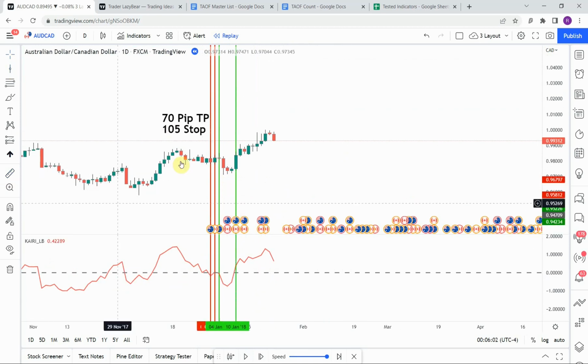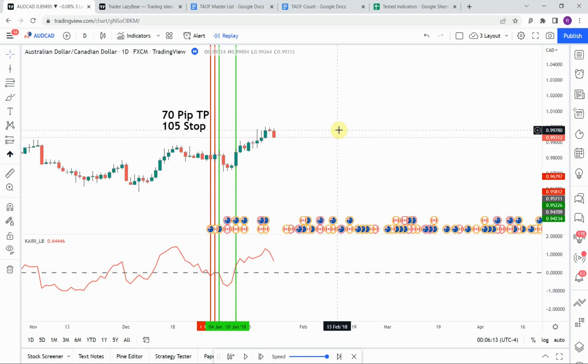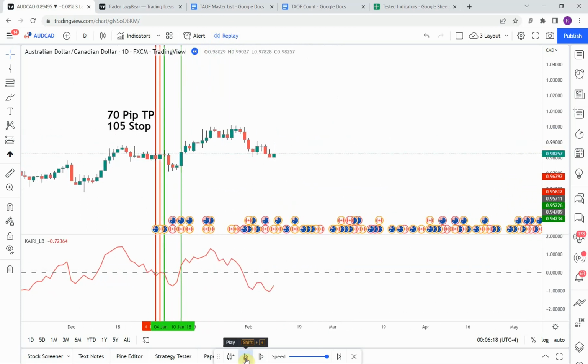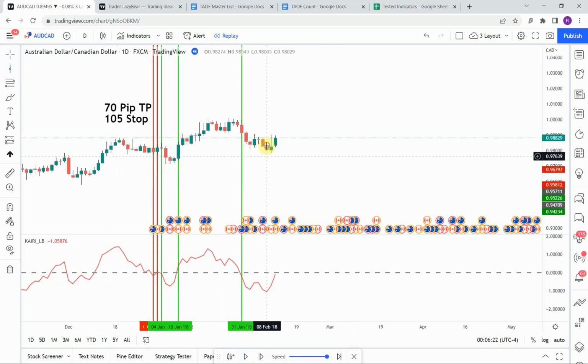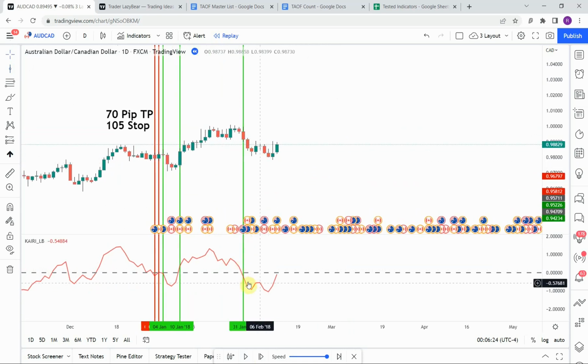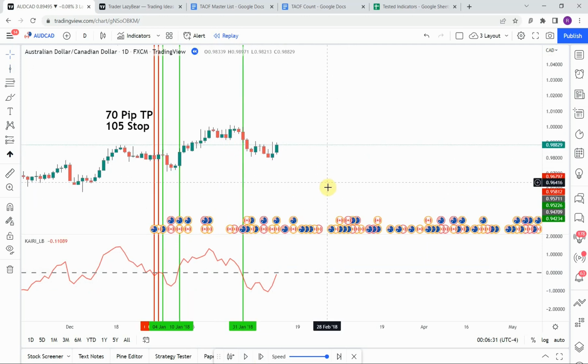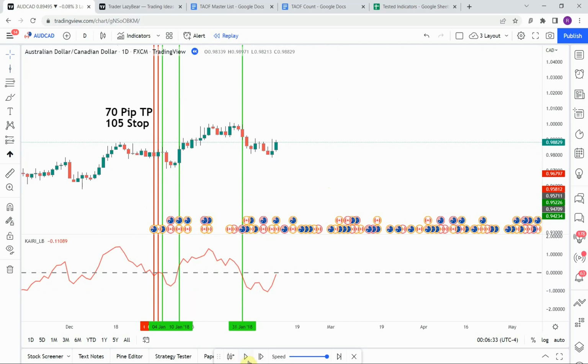All right, so over here on this side, we pick up a long. We get that spike above the zero line, and we get a really nice push to the upside there, which does come up and get us to our take profit. Let's go ahead and continue on. Another short right there. We get that cross to the downside, and another really nice push to the downside with price action, which does come down and hit our take profit once again. Let's go ahead and continue on.